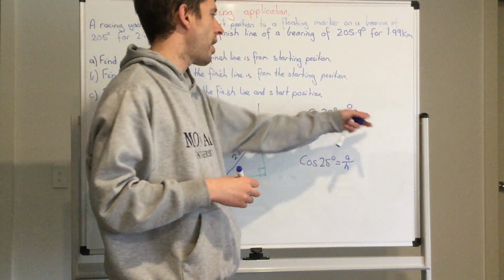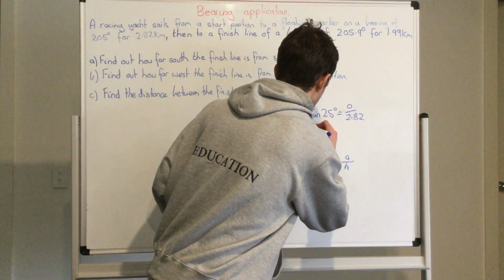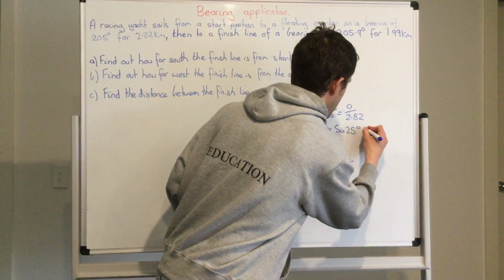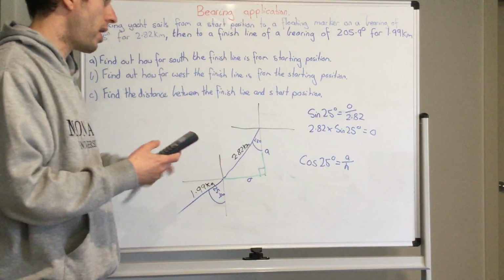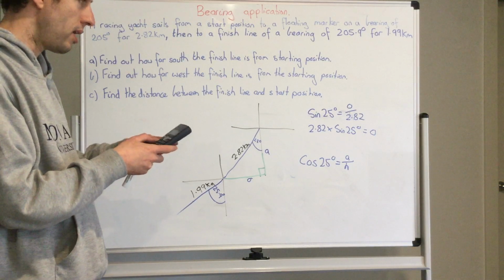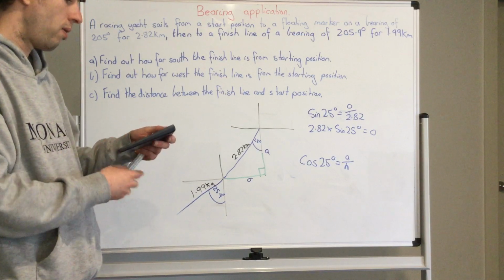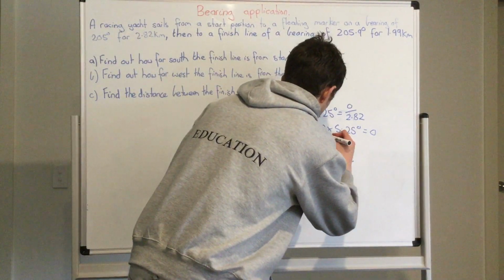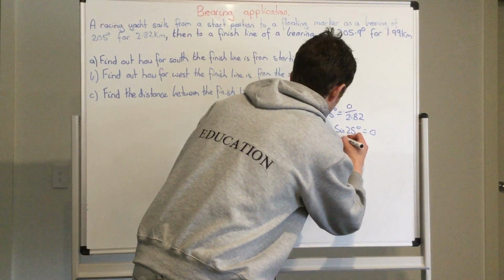I'm going to times both sides by 2.82 to get O by itself. So 2.82 times sine 25 degrees equals O. We're going to go back to the calculator and let's see what our opposite side is. So 2.82 times sine 25. And that gives me O equals 1.19 kilometers.